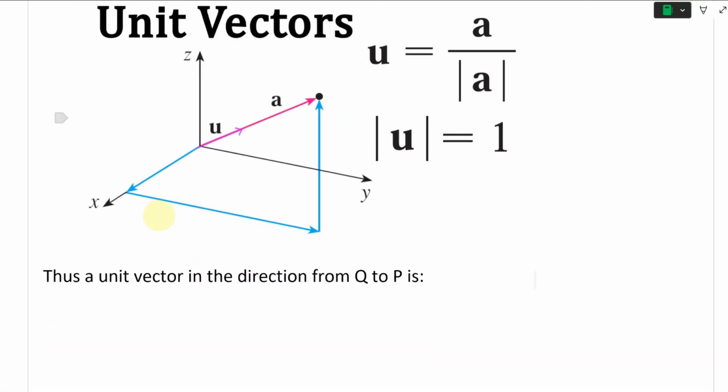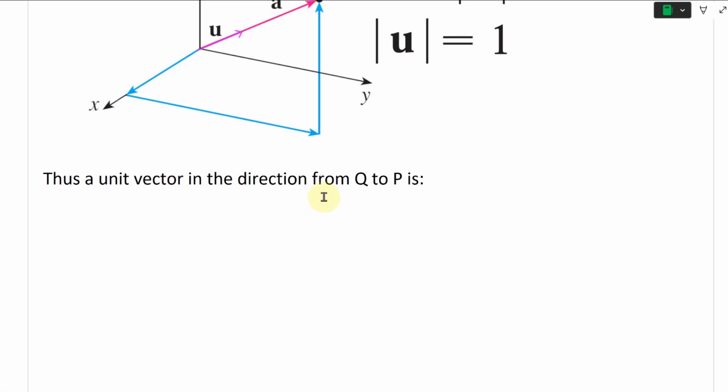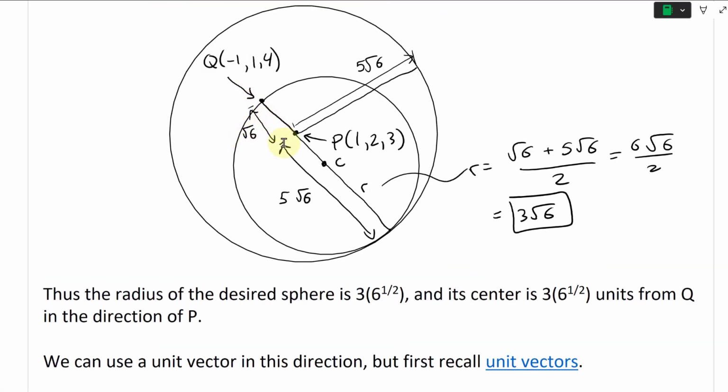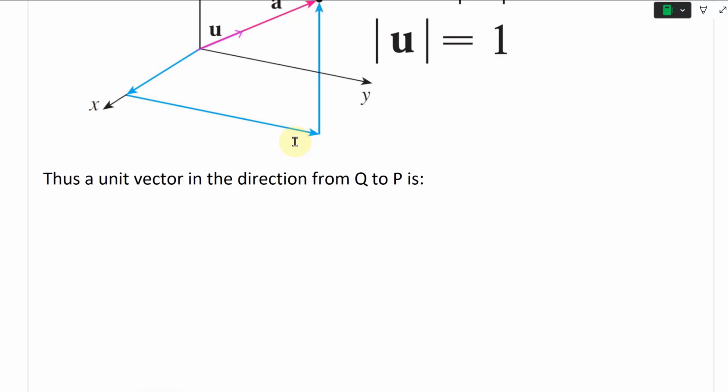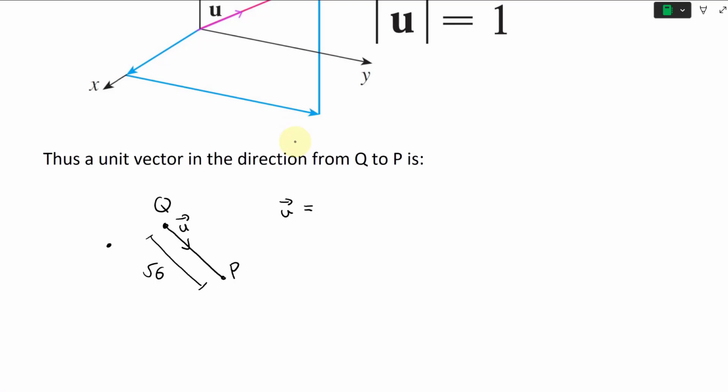So thus a unit vector in the direction from Q to P is, so we go from Q all the way to P. Let's just draw these all out. We have Q right here, and this is P right here. The unit vector is going to be right over here. I'll call this U. And again, we know this length is square root 6. So a unit vector in that direction is going to be equal to, well, we've got to get the full position vector, from here to here. The full one is QP.